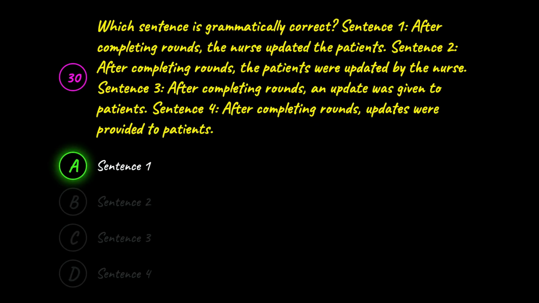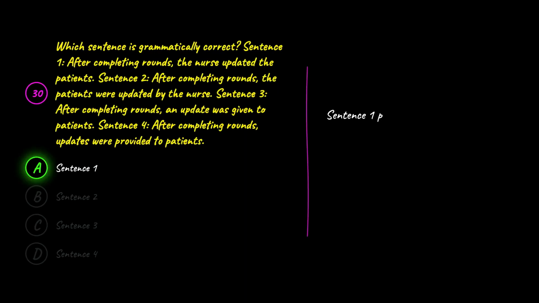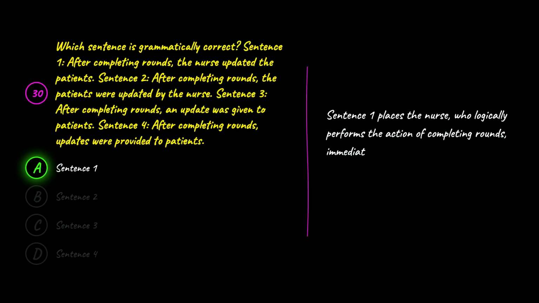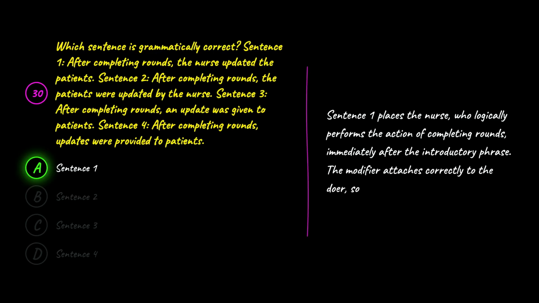The correct answer is A. Sentence 1. A is correct because sentence 1 places the nurse, who logically performs the action of completing rounds, immediately after the introductory phrase. The modifier attaches correctly to the doer, so the sentence is grammatically clear and standard in form.